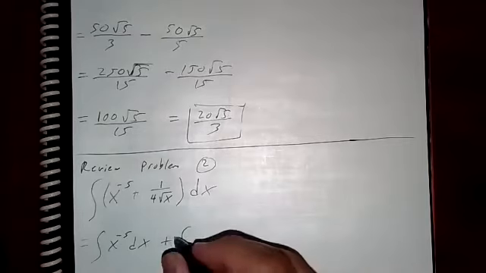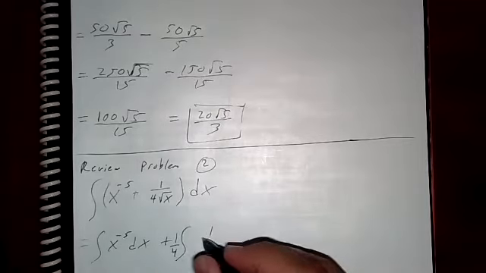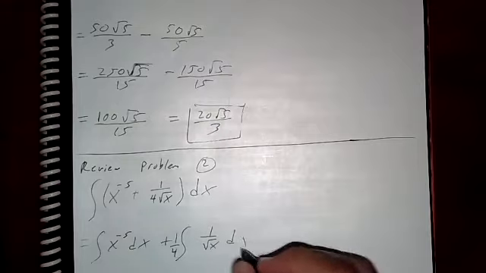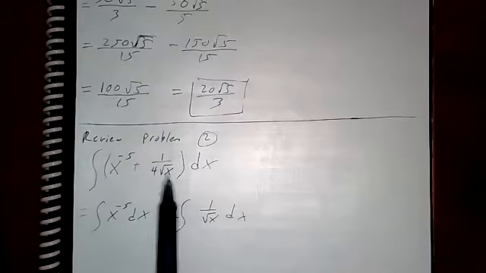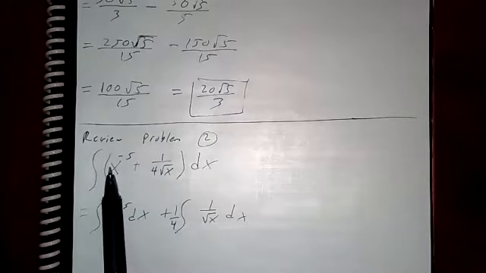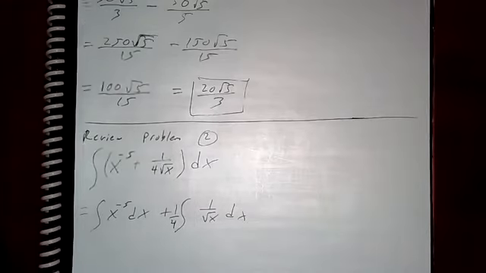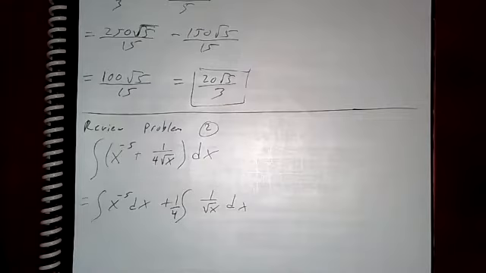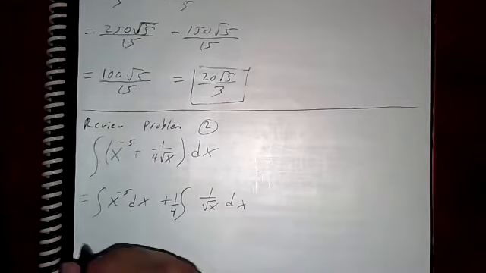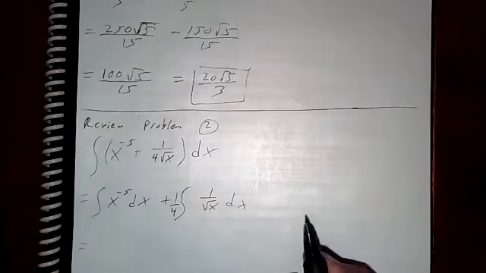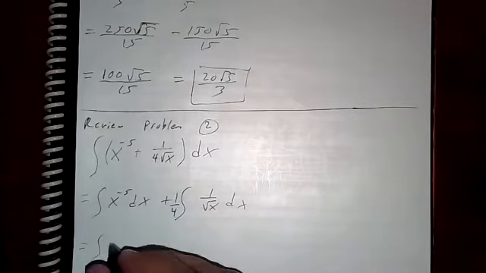The 1/4 can be pulled out as a constant. So I did 2 steps there. Pull out the 1/4 outside and separate the two terms with their own integral. The first integral is just going to be, well, let's go ahead and wait before we do it.